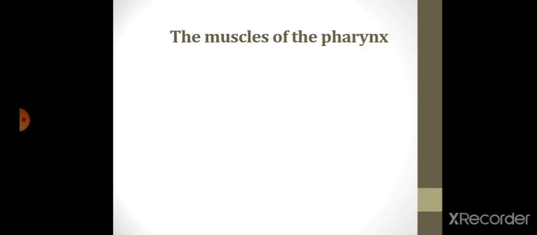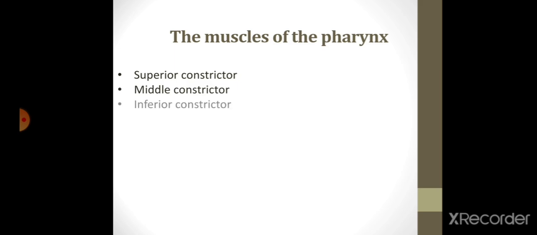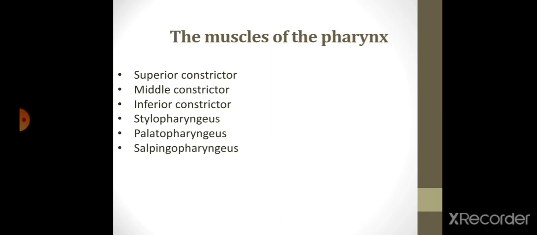We defined the pharynx as a fibromuscular tube, so it is formed by muscles. These muscles are divided into two groups: longitudinal muscles and constrictor muscles. The constrictor muscles are three in number: superior constrictor, middle constrictor, and inferior constrictor. The longitudinal muscles are three: stylopharyngeus, palatopharyngeus, and salpingopharyngeus muscle.